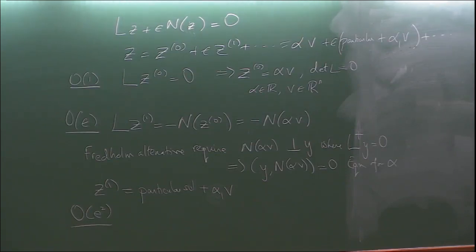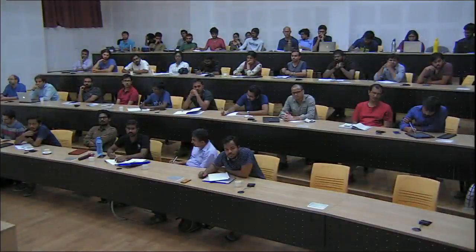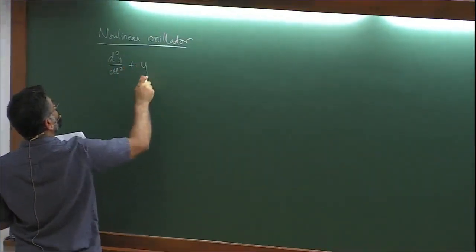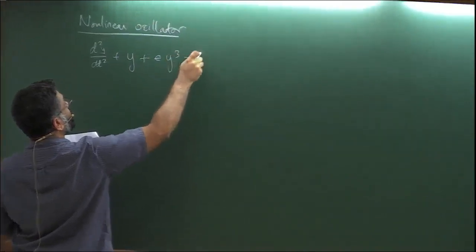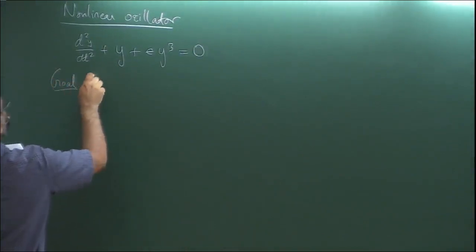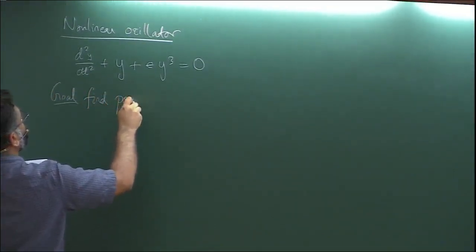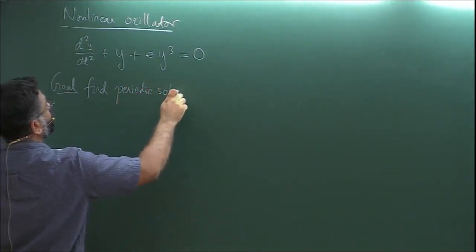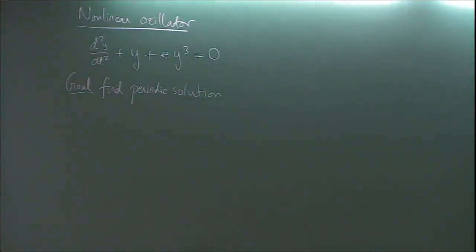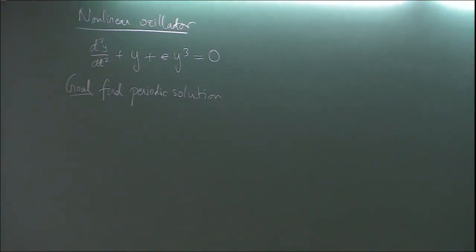So the problem I want to discuss today is the one I hinted at the end of last time's lecture, this nonlinear oscillator, d squared y dt squared plus y plus epsilon y cubed is 0. Our goal is to find periodic solutions, functions y of t that are periodic. I don't know the period. In fact, the period itself is something that has to come out of the problem.